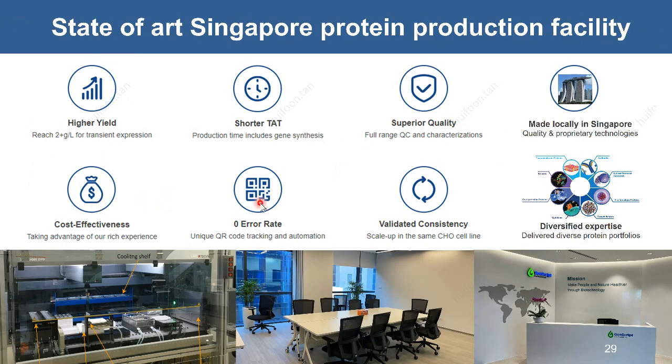Other than that, we also apply a unique QR code tracking and automation system to track each production order with no errors occurring. We are able to scale up and finish with the same CHO cell system, which will save the time of optimizing conditions if you want to move on to large-scale production. We are able to accept all types of proteins, antibodies, species, isotypes, and fragments.